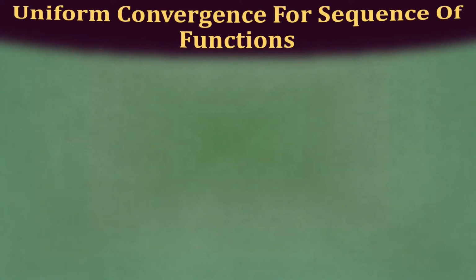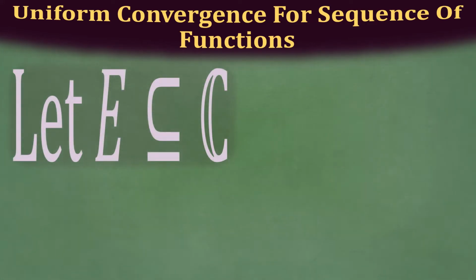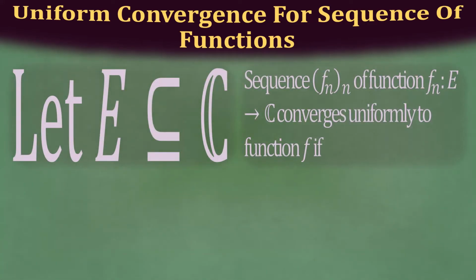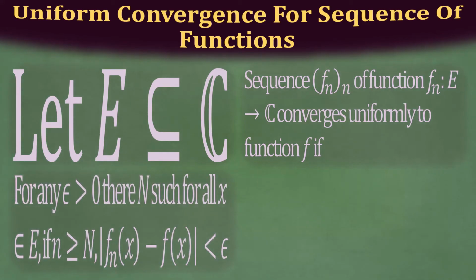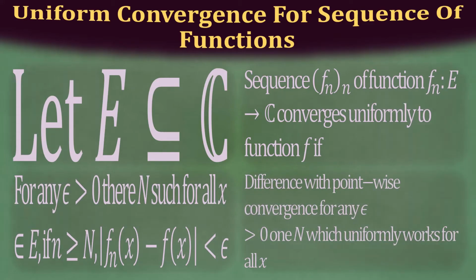Next, let's define uniform convergence for a sequence of functions. Let E be a subset of the complex numbers. A sequence f_n of functions f_n from E to the complex numbers converges uniformly to a function f if for any epsilon greater than 0 there is an N such that for all x in E, if n is greater than N, then the modulus of f_n(x) minus f(x) is less than epsilon. The difference with pointwise convergence is that for any epsilon greater than 0, we have one N which uniformly works for all x.